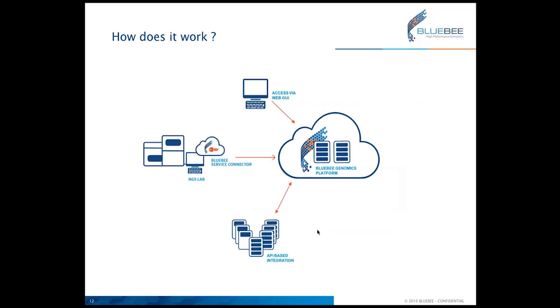So before we go to the demo, a little schema that would explain how it works. On the right, you see the Bluebee Genomics platform, which is in the cloud. And then here on the left-hand side, you would typically have your sequencer. The sequencer would output data, typically FastQ data, to a computer or to a network location. And this is where a little tool, which is called the Bluebee Service Connector, will automatically pick up the data, encrypt the data, and send it automatically to the Bluebee platform.